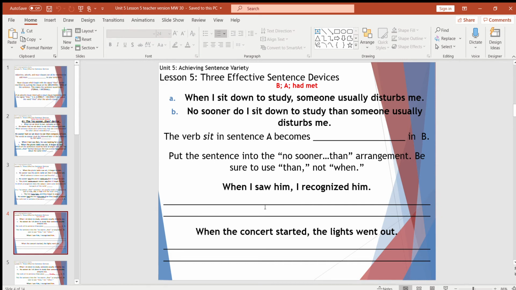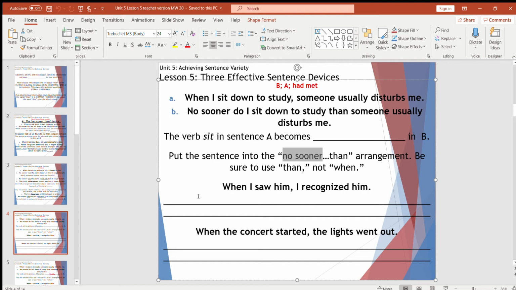So, when I saw him, I recognized him. So we know the sentence is going to start off with the no sooner. So no sooner, and we know the verb is saw, so we need a helping verb first. We could go with have or had or did. Let's go with had in this case.